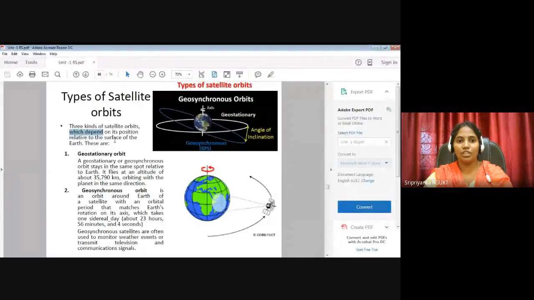So you can see three kinds of satellite orbits, which depend upon their position relative to the surface of the earth. First let's see geosynchronous, and then we'll move on to geostationary. Geosynchronous orbit is an orbit around the earth of a satellite with an orbital period that matches the earth's rotation. So however much rotation the earth is making, obviously your satellites are also synchronized to that rotation, which takes around one sidereal day, about 23 hours, 56 minutes and 4 seconds. Geosynchronous satellites are often used to monitor weather events or transmit television and communication signals. So that is the application.